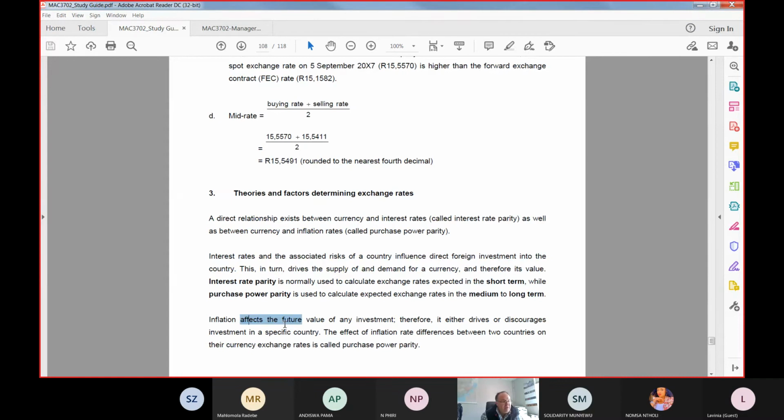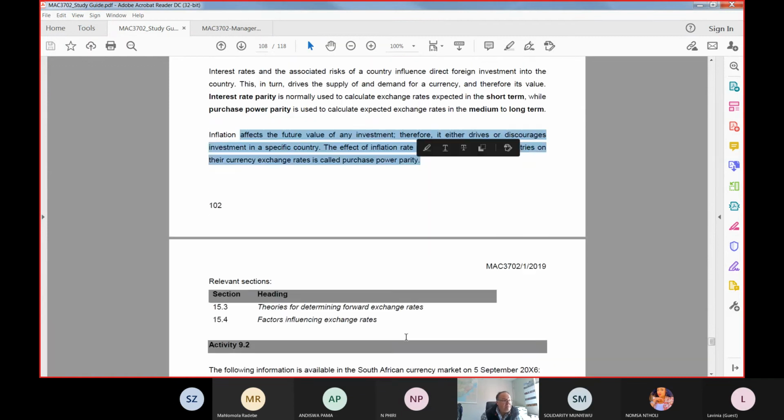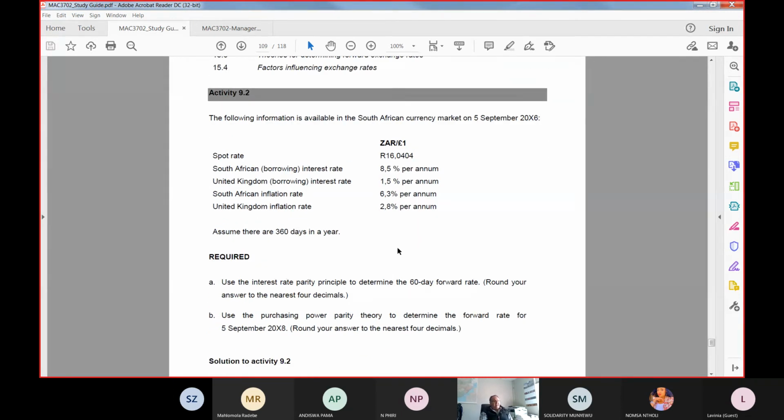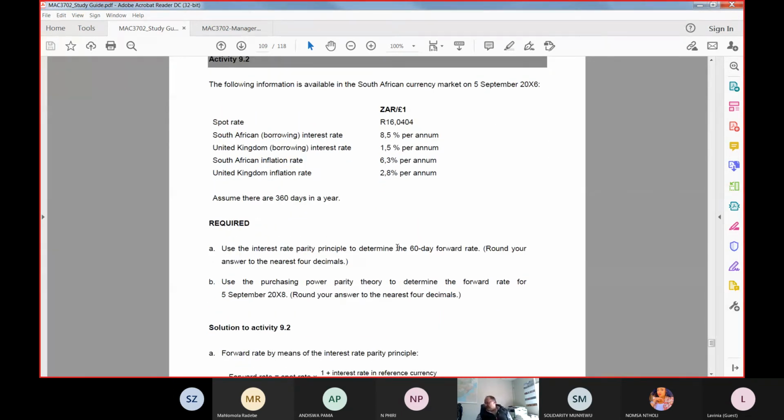Inflation affects the future value of the investment, and therefore either drives or discourages investment in a specific country. The effect of inflation rate differences between two countries on their exchange rate is called purchasing power parity. Now, I'm going to show you an example of interest rate parity. Okay, this is the interest rate parity.